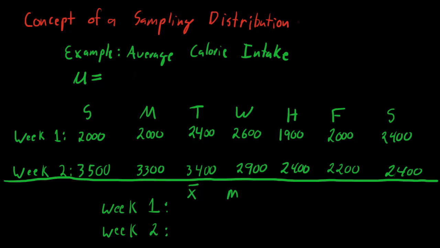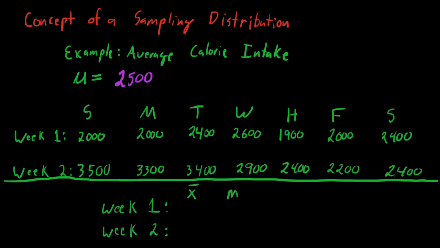In this video, we're going to be covering the concept of a sampling distribution, and to do that, we're going to need a quick example. And for our example, you're trying to determine what your average calorie intake is on a daily basis. And in all actuality, your true daily calorie average is 2,500 calories.